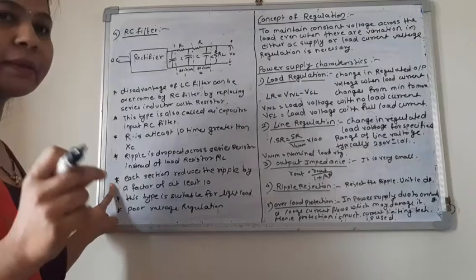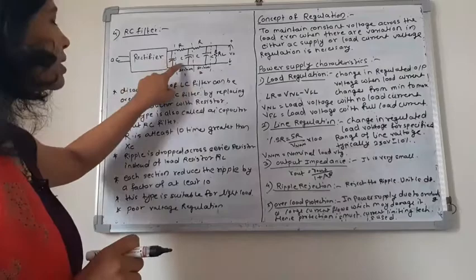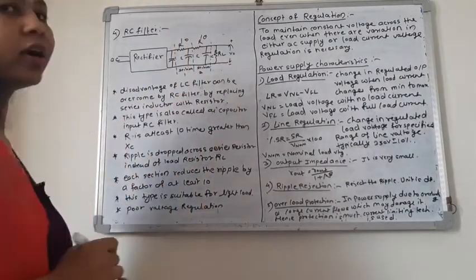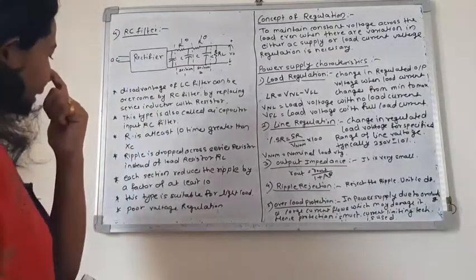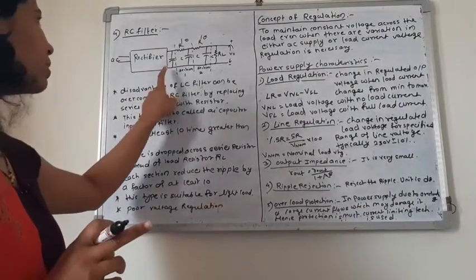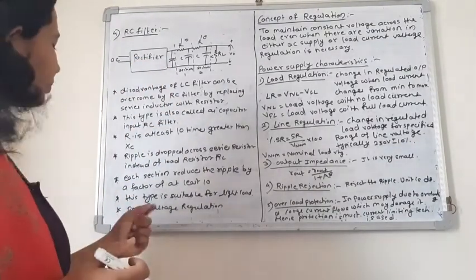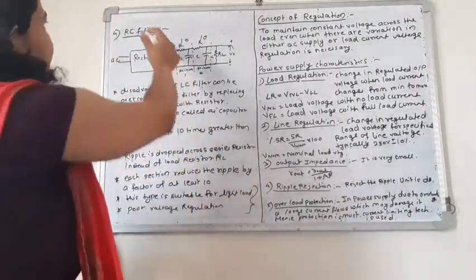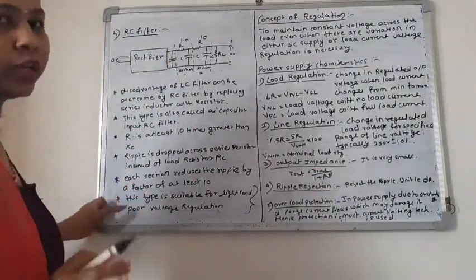Each section reduces the ripple by a factor of at least 10. Okay, each section reduces the ripple by 10. This section reduces it at least by 10, and the other section also reduces it by at least a factor of 10. Next, this type is suitable only for light loads. This is the disadvantage of this RC filter. This filter cannot be used to filter out heavy loads. Then, poor voltage regulation. These two are the disadvantages of this RC filter. It is only used for light loads, and the second one is poor voltage regulation.